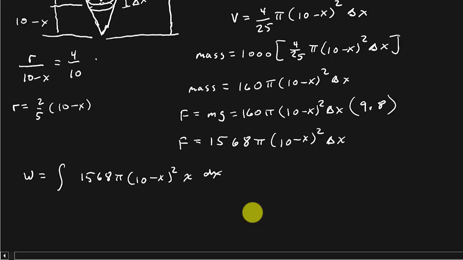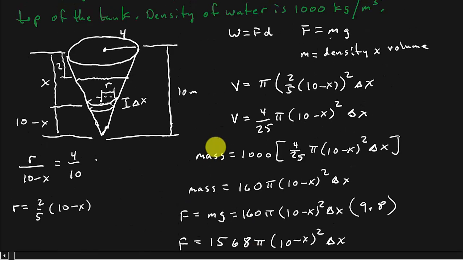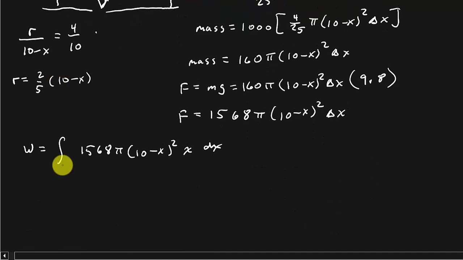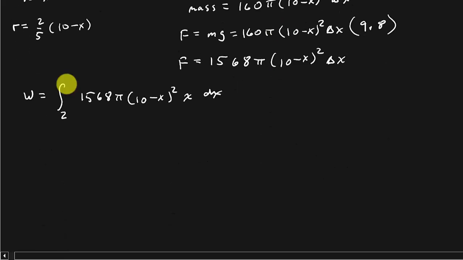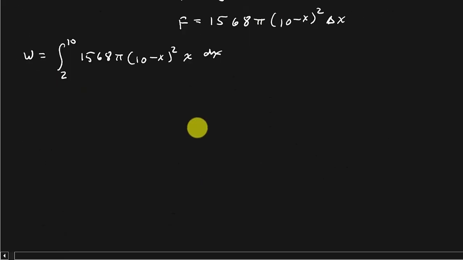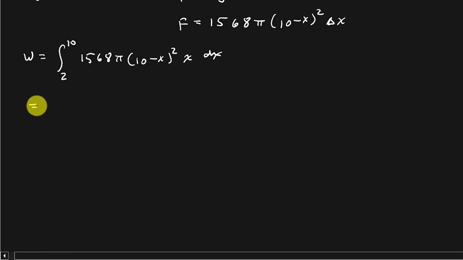Now we need to get our limits. So just like with the rope, think of an infinite number of little slices in here. So the slice here at the very top, how far does it have to come up? 2 meters. And then the slice at the very bottom, how far does it have to come up? It has to come up 10 meters. All right. And so that's going to give us 1568 pi from 2 to 10.